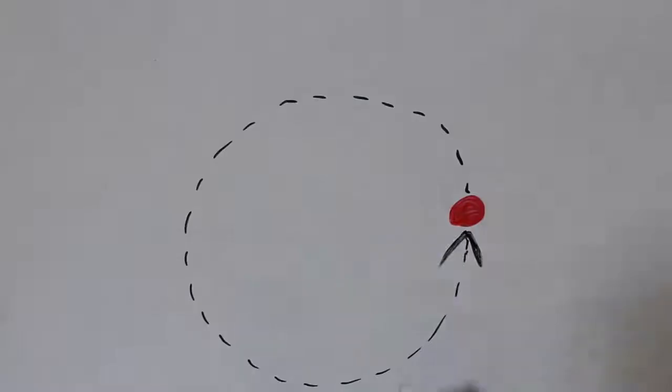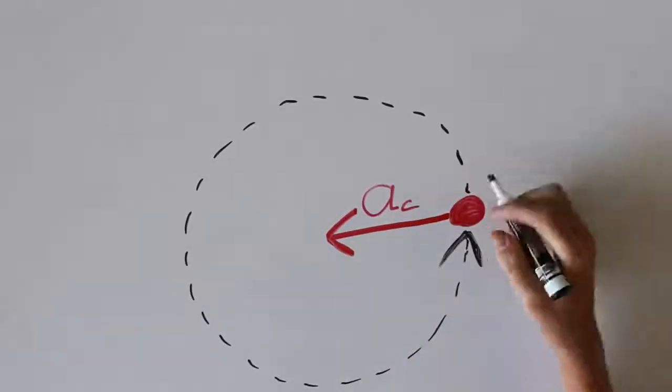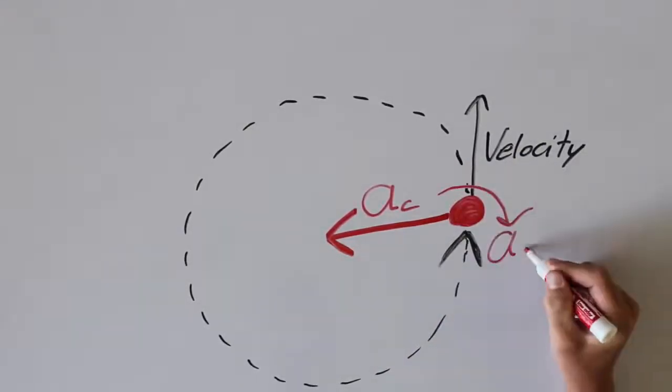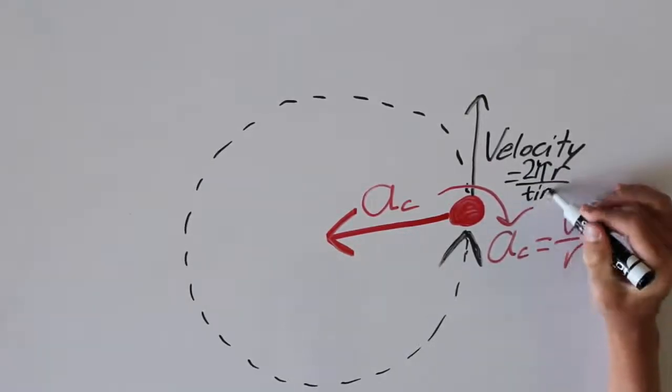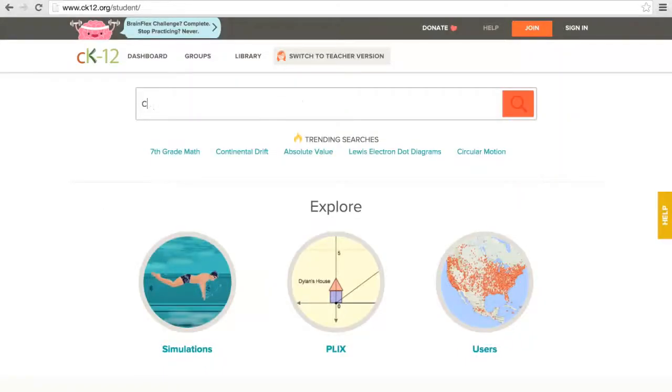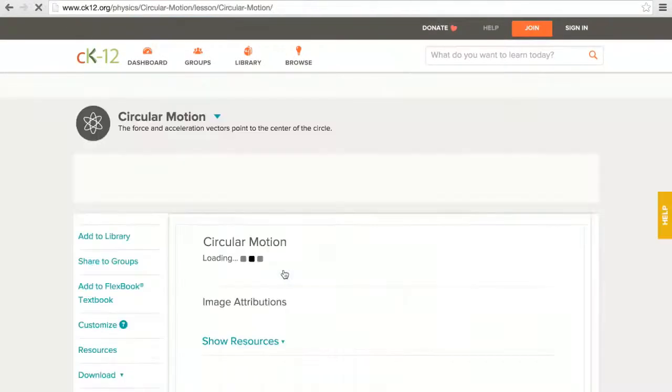So to sum up what we've learned today, objects will only travel in circular motion if there's a centripetal force applied to them. And you can use the equations of motion to calculate variables related to circular motion as well. And if you have any questions about how this makes sense, be sure to check out the reading on circular motion for CK12.